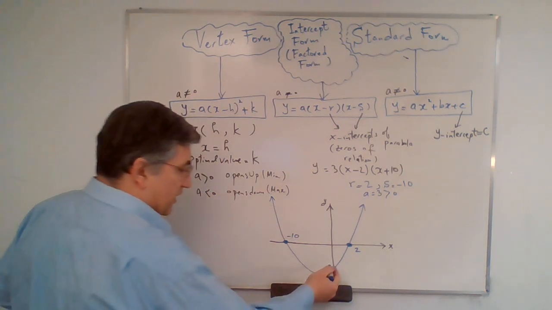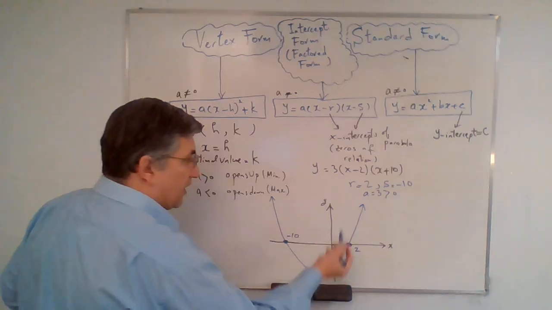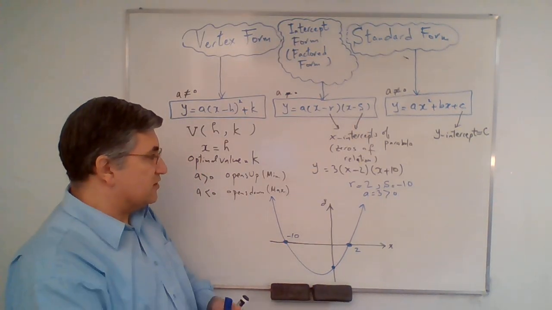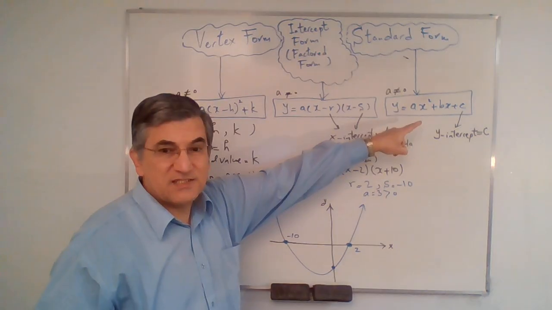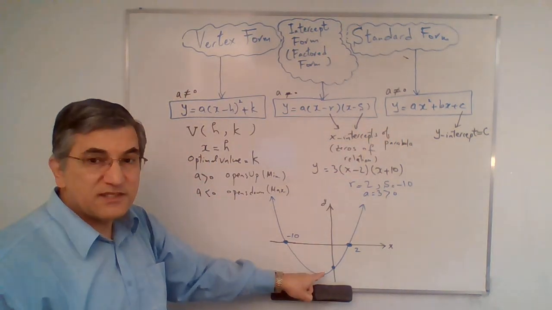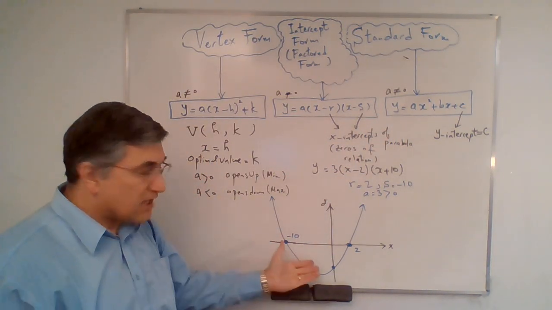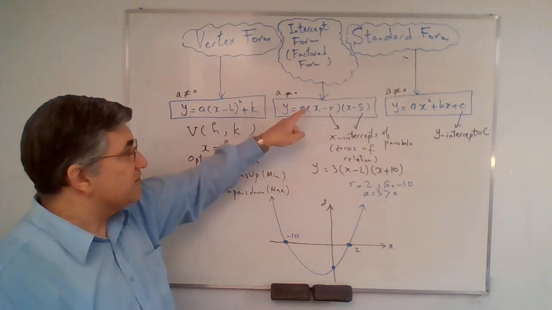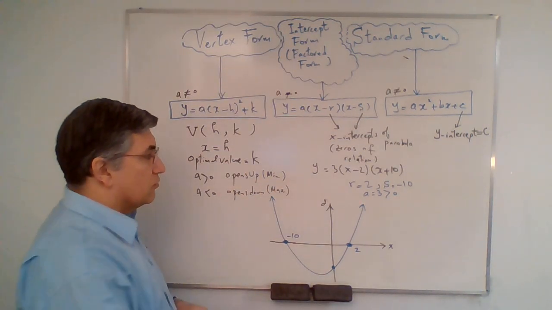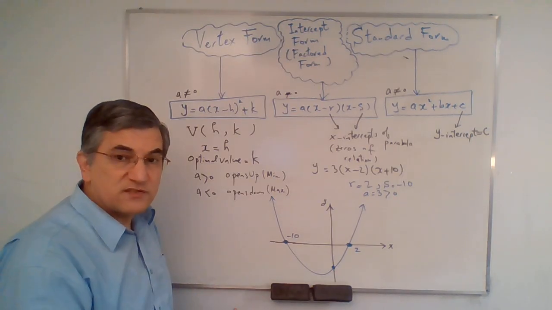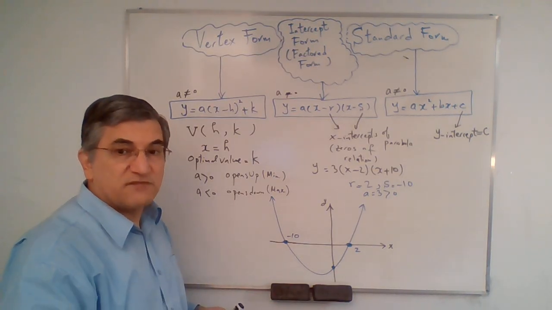Well, if I want to find the y-intercept right here, I wish the equation was given in standard form, because I could quickly look at the c value and find out what the y-intercept is. But right now, given the equation in factored form, I have to set x equal to 0. So that's the procedure of finding the y-intercept. You always set x equal to 0. We know that from before.